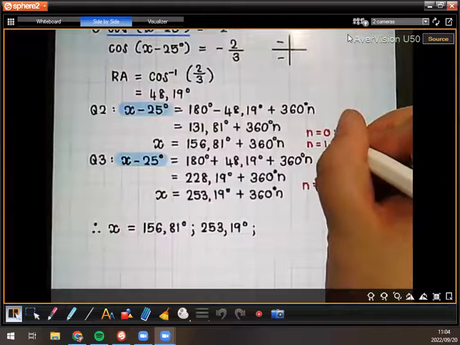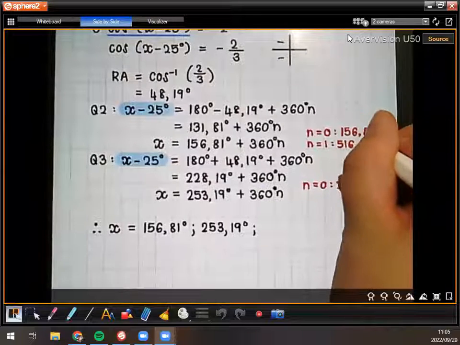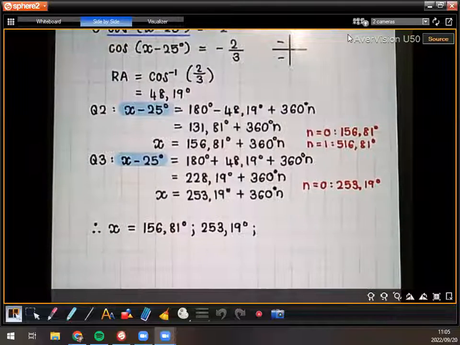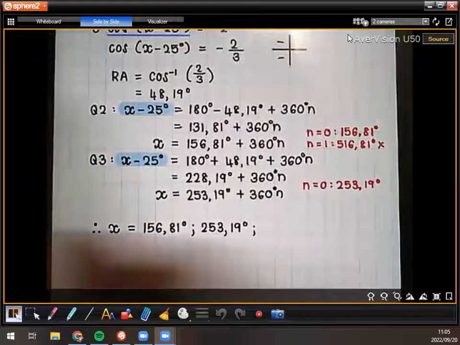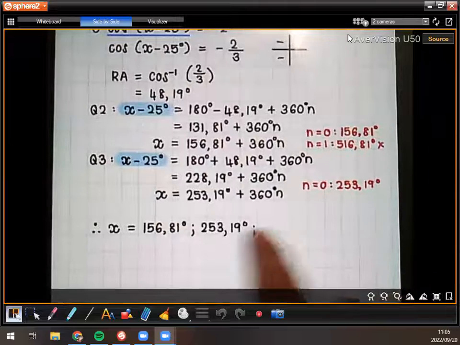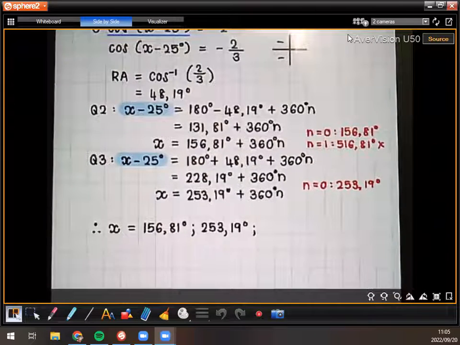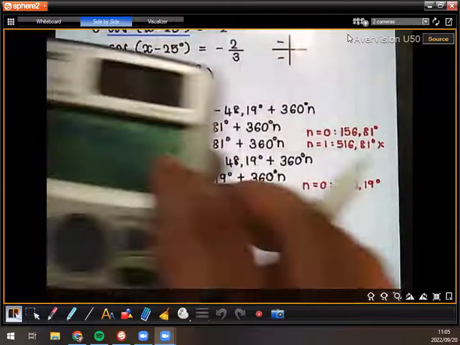516.81. Okay, so that is the answer that we're getting. Is that in my interval, guys? Is that between negative 360 and 360? No. So this one is not going to work. So I'm not going to list that in my actual list of answers. I'm going to actually just keep it here.